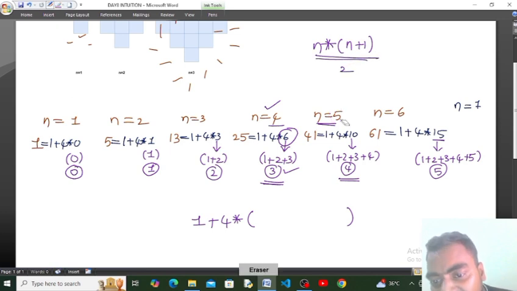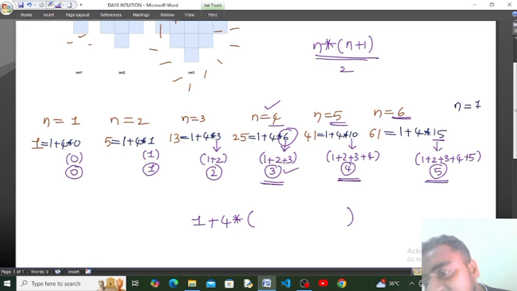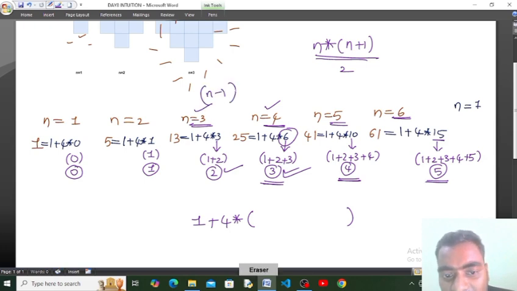But actually for n is equal to 5, we don't need sum up to 5. We need up to only 4 natural numbers. Yes or no? For n is equal to 6, we don't need up to 6th natural number sum. We need only up to 5th natural number sum. For n is equal to 4, we don't need first 4 natural number sum. We need only up to 3. For n is equal to 3, we don't need up to 3 natural number sum. We need up to only 2. So here difference is 1, right? That is, for n is equal to 3, we have to do sum up to n minus 1. So I hope you understood this, right?